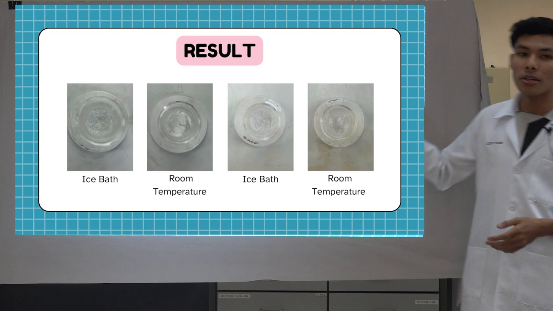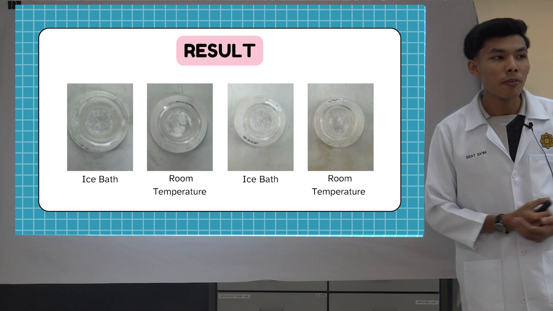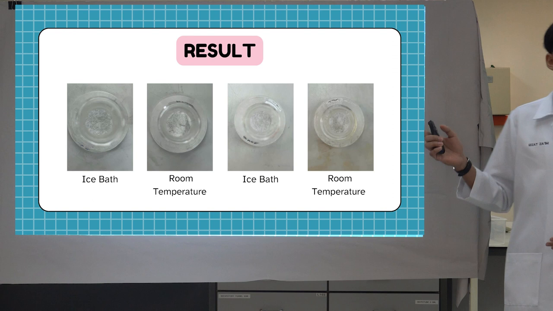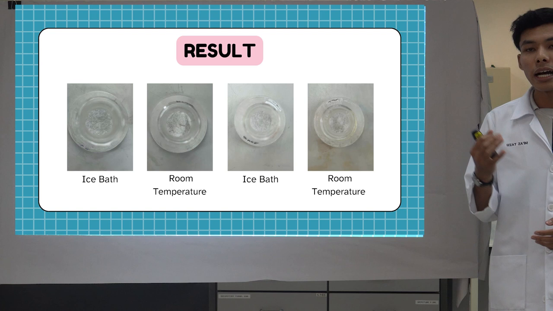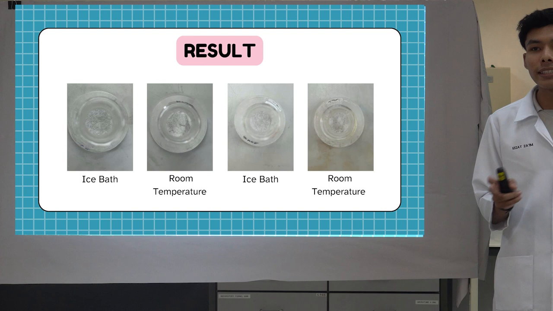Okay, so here we only have two variables, which are ice bath and room temperature. From our observation, we can see that the crystal at room temperature is larger and more well-defined. It means it is clearer than the one in the ice bath. So what is the reason behind this? It is because of the rate of crystallization.